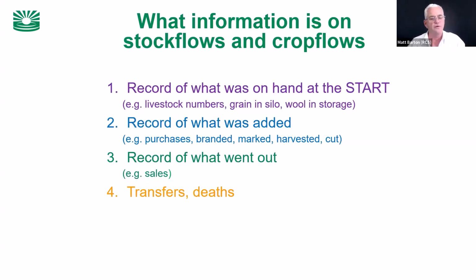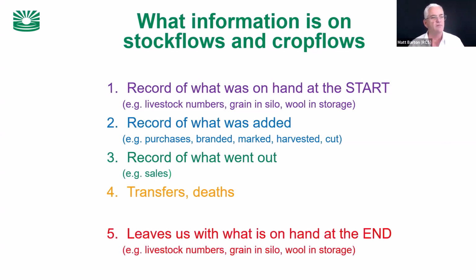So we need to record how much grain or how much forage that crop supplied to that animal enterprise. We need to take into account the animals in a breeding enterprise that have been weaned out and have been sold into another enterprise. And that leaves us with what's on hand at the end: the livestock numbers, the grain in the silo, and the wool in storage.